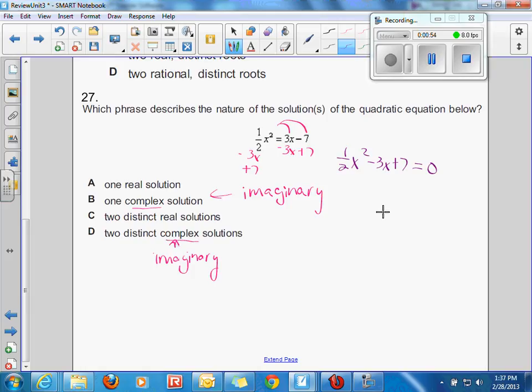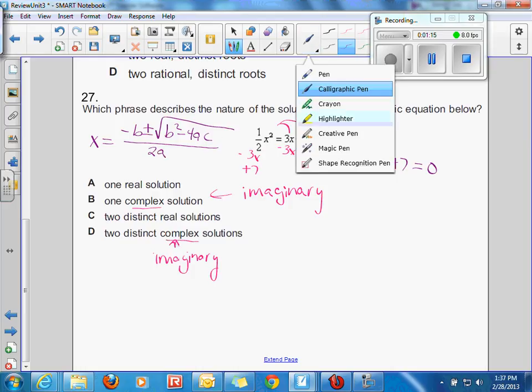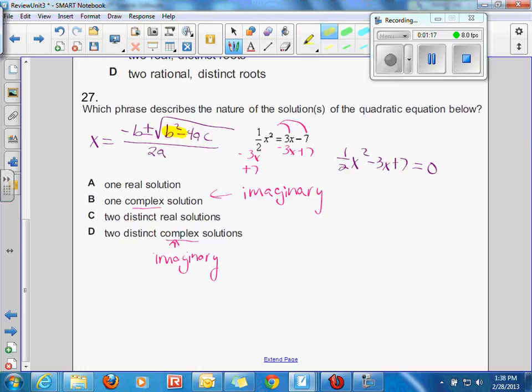So to tell about the types of solutions, we would use the discriminant, which comes from the quadratic formula, which is x equals negative b plus or minus the square root b squared minus 4ac all over 2a. This is one of the ways to do it. You would use the discriminant to tell if you're going to have imaginary answers or real answers.